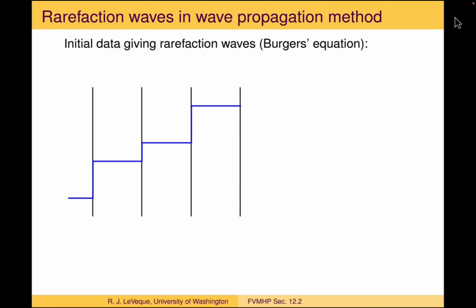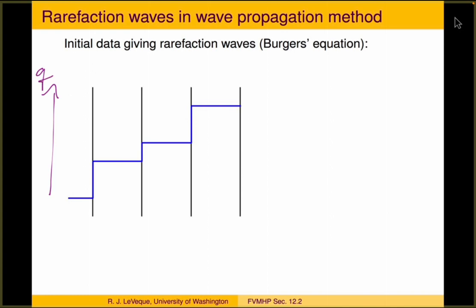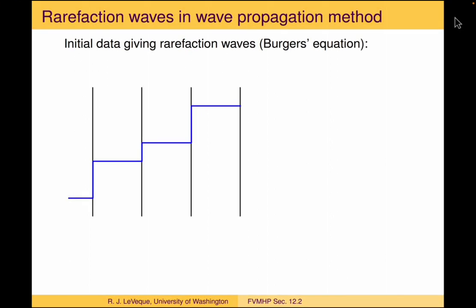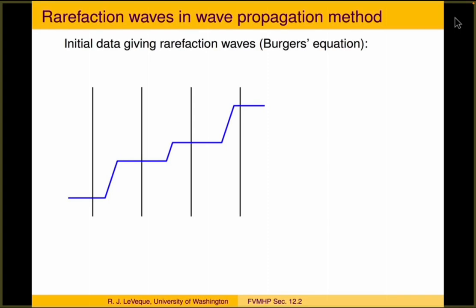So let's suppose that we have some initial data for Burgers' equation. So these are cell averages. So these are the Q values that are increasing here, and this being Burgers' equation with f'(u) equals u, the characteristic speeds would be increasing, so these would all turn into rarefaction waves. And if we assume that these values are all positive, so 0 is down here somewhere, then the evolution would be that all of these waves move to the right as rarefaction waves that stay entirely in the cell to the right.